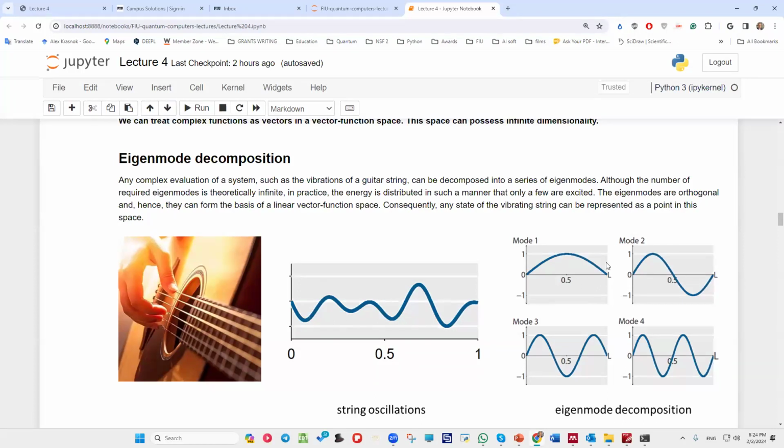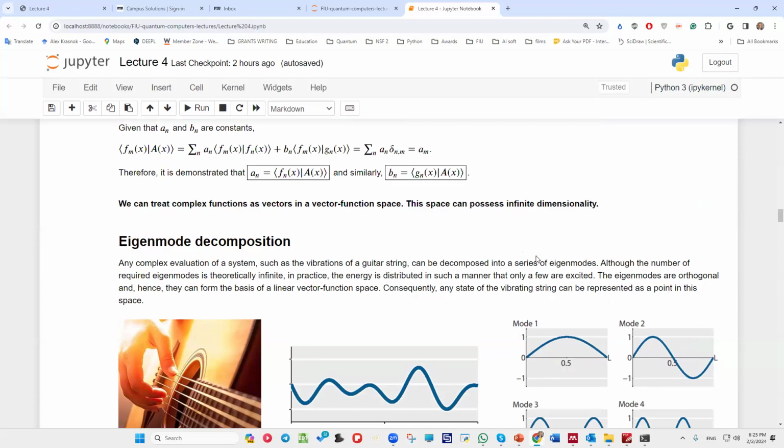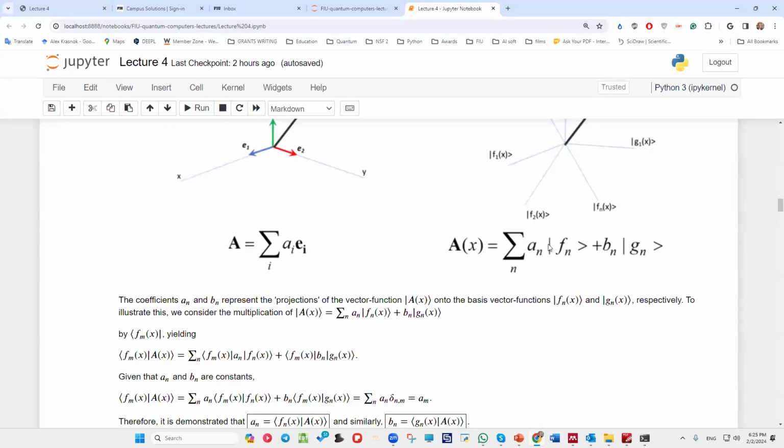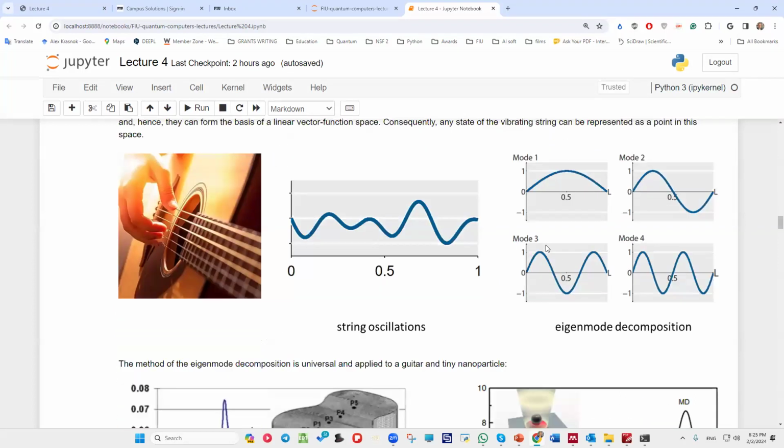So this is just an example of the guitar string. That's why these ends of the guitar string are fixed, right? In another example, it would be some other functions. The very important point here is that eigenmodes are orthonormal. They are orthogonal. And since they are orthogonal, we can represent any function using these eigenmodes. Okay.